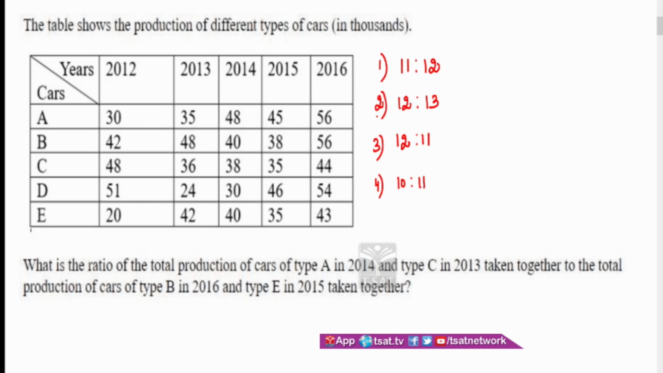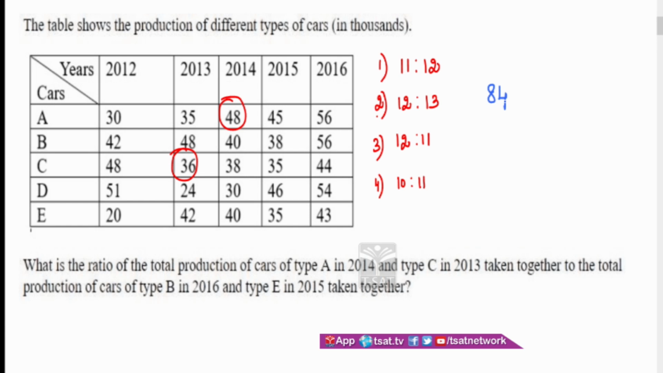See what it says. It's very simple in a tabular graph to look at the data, but you have to be very careful when it comes to the number of years. What is the ratio of the total production of cards of type A in 2014 and type C in 2013? The total production, if you look at it, is actually how much? 48 plus 36 is 84.